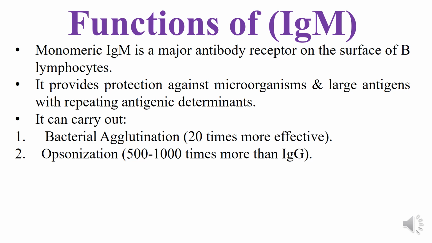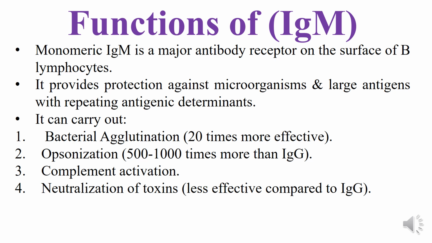Please refer to my lecture on immunoglobulin G for understanding opsonization. It also carries out complement fixation, in which antibodies activate the complement pathway and lead to complement mediated cell lysis of the pathogens. The neutralization of toxins is also carried out by immunoglobulin M, where the endotoxins secreted by bacteria such as tetanus toxin are rendered inactive.